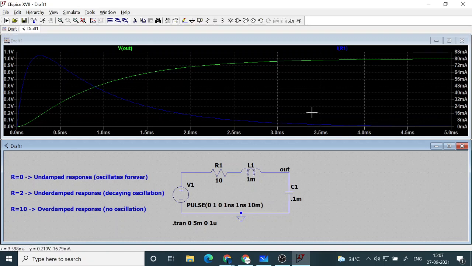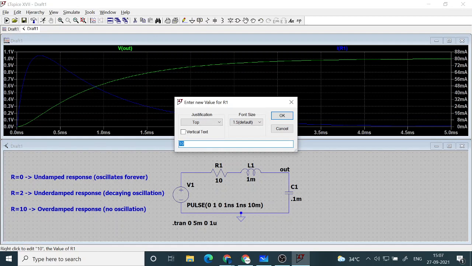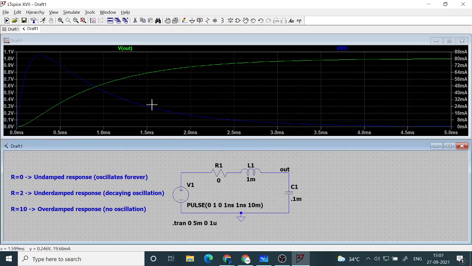It is visible. It is dying. But if you put R equal to 0, current will never die out. If you put R equal to 0, it will oscillate forever.